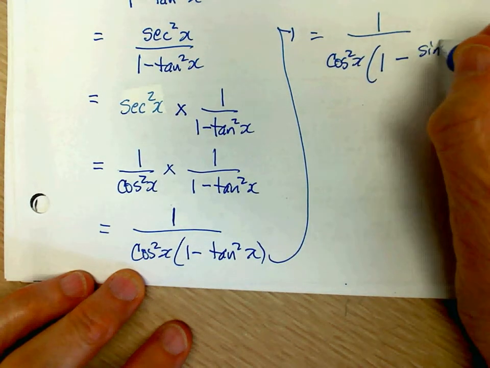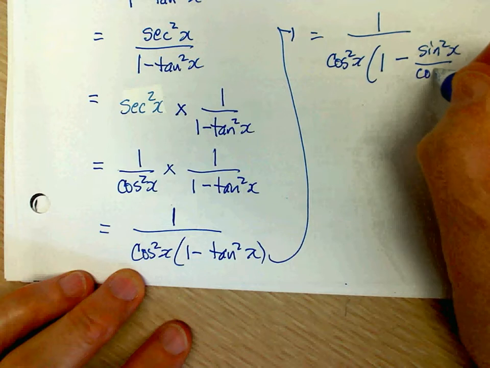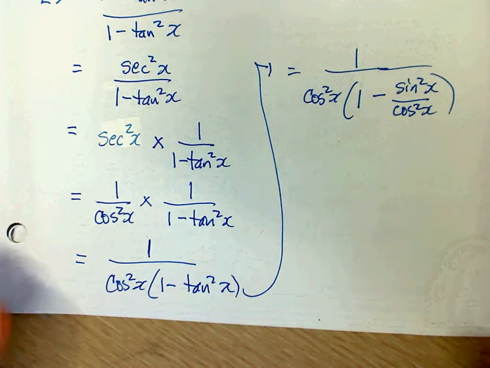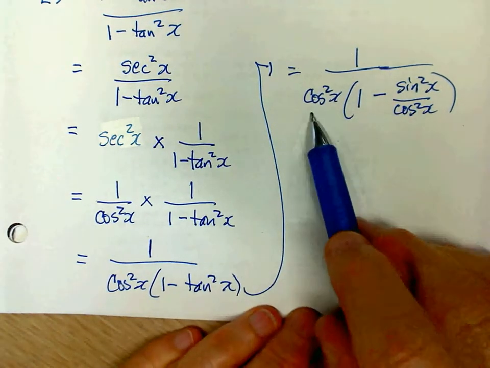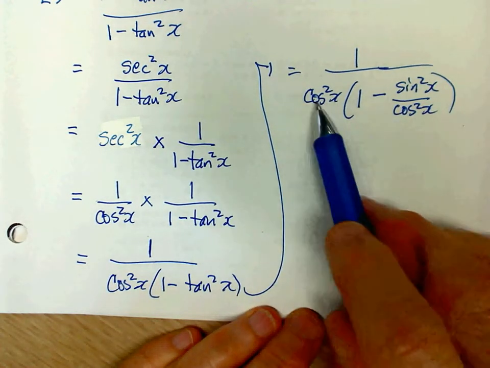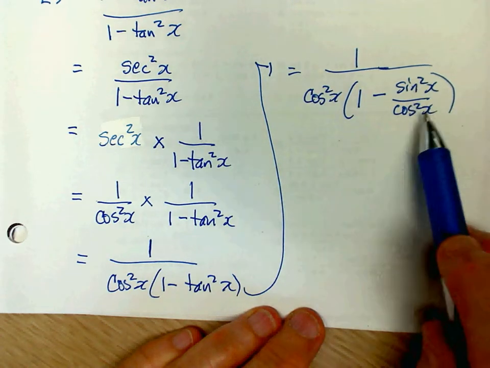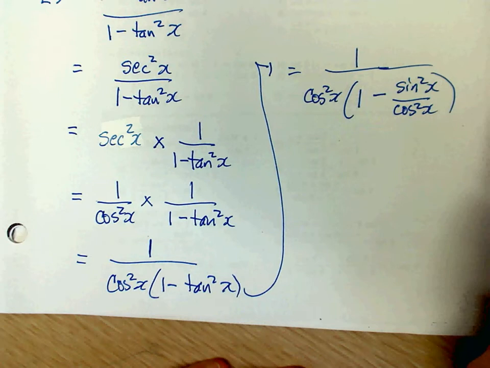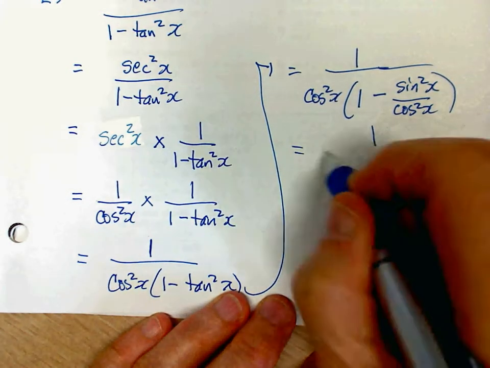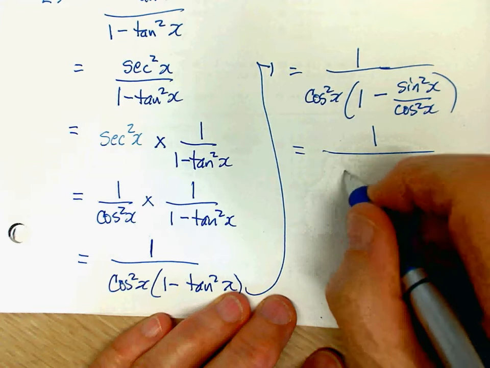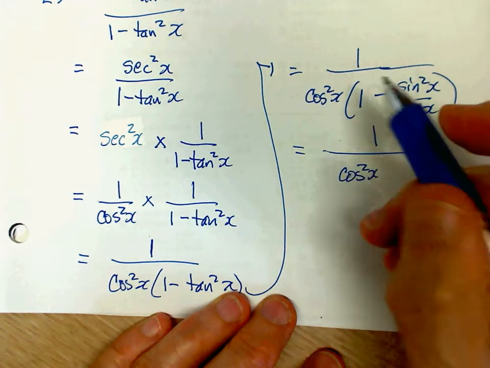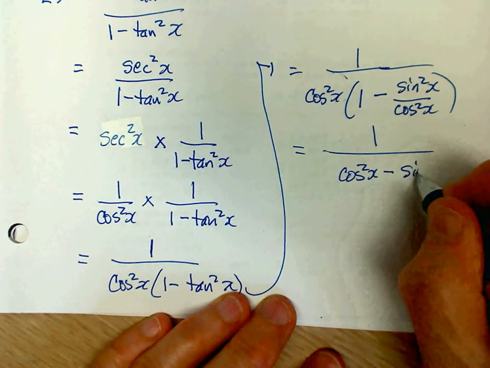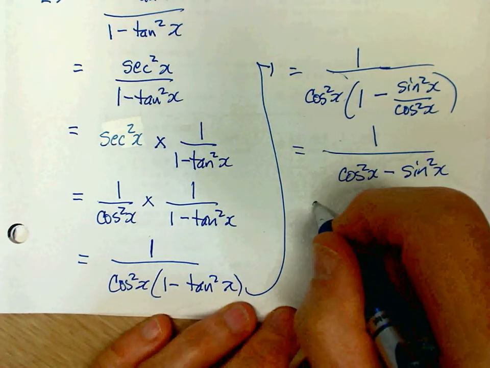Now I'm going to distribute, right? Cos squared x times 1 is cos squared x. Cos squared x times sine squared x over cos squared x, the cos squared x will divide out. So this is going to be 1, right? Cos squared x times 1 is cos squared x, and then this times this is negative sine squared x. So left side equals right side. We did it. We proved it.